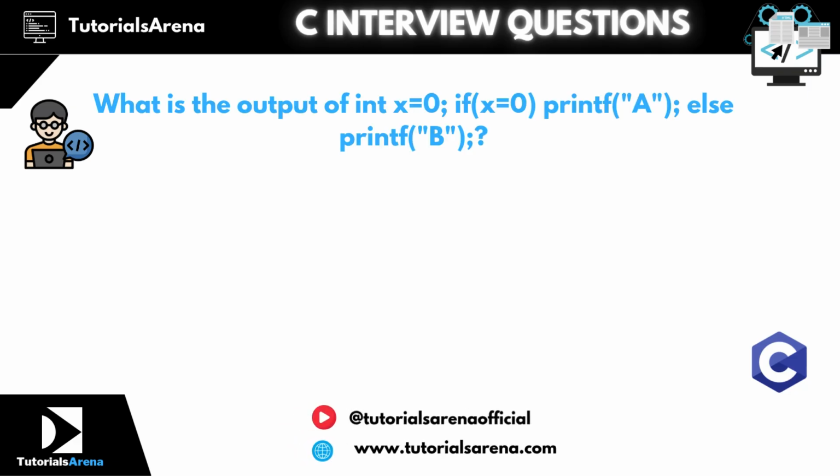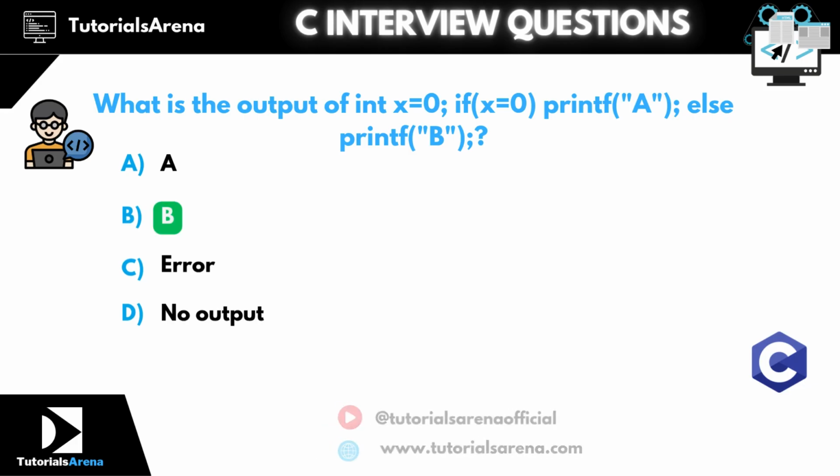Question 63. What is the output of this statement? Option A, A. Option B, B. Option C, error. Option D, no output. The correct answer is option B. Moving on to the next question.